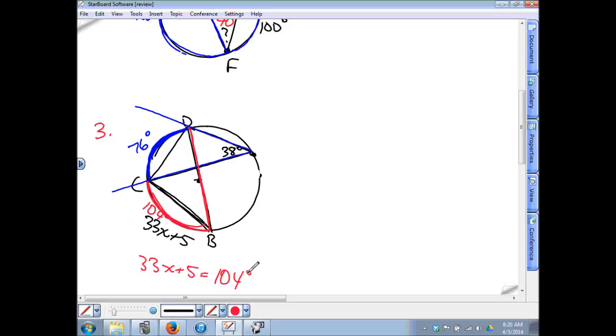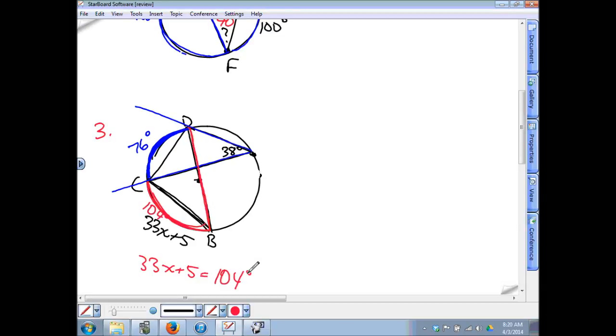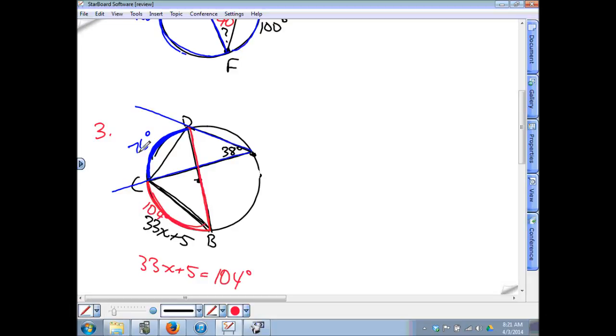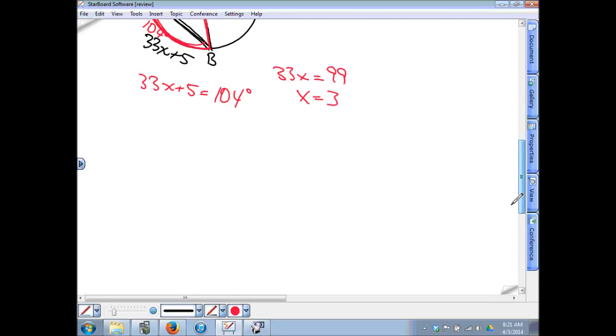You could say 76 plus 33x plus 5 is equal to 180. You could do that as well, yeah. You could say 33x plus 5 plus 76 together equal 180, and then when you subtract the 76, you get that 104 over there. Subtract 5, you get 33x equals 99, so you get x equals 3. Ooh, number 4 is a tricky one.